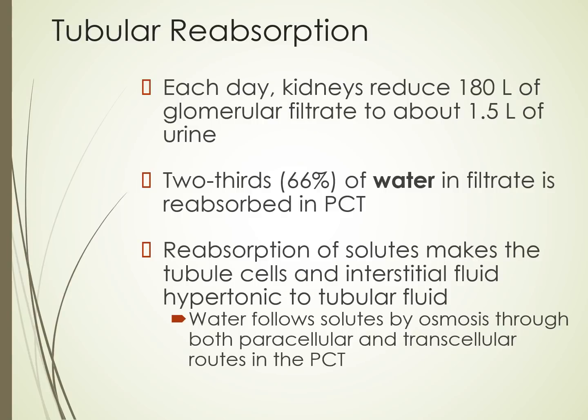So in terms of reabsorption, just as a summary here, each day the kidneys reduce 180 liters of that GFR to about 1.5 liters of urine. In other words, although there's 180 liters moving through the nephrons every single day, ultimately what's produced in the end is only 1.5 liters of urine, which means primarily we're reabsorbing. Okay, so we've talked about that on earlier slides. So two-thirds of the water in the filtrate is reabsorbed in the proximal convoluted tubule, and the way the water is reabsorbed is just through osmosis.